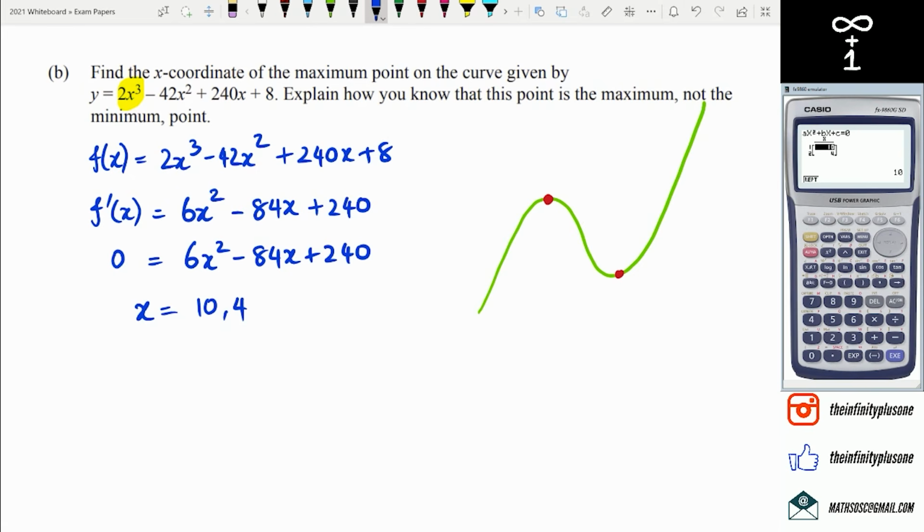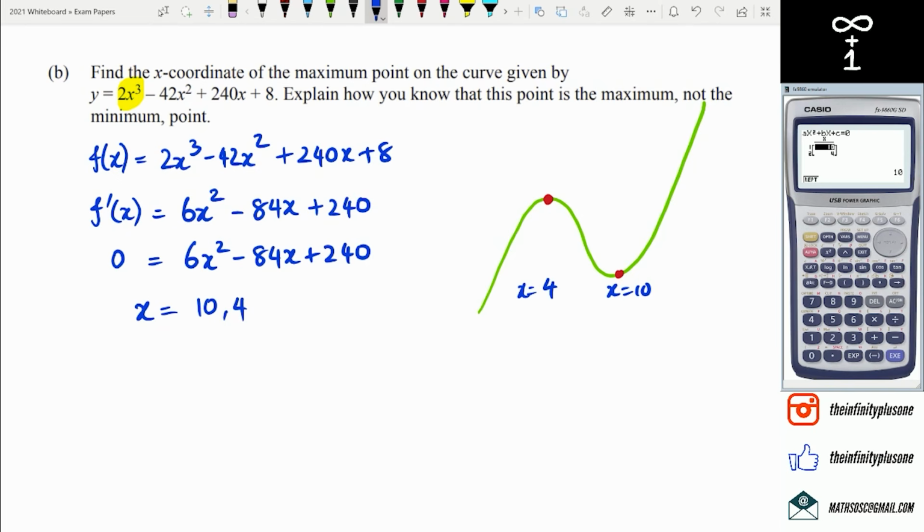So we've got two turning points when x equals 4 and when x equals 10. And you can straight away see that x equals 4 is the maximum. You can actually do a couple of things here. You could find out what the y value is when x is 4 and x is 10, and then show that the y value for when x equals 4 is higher.